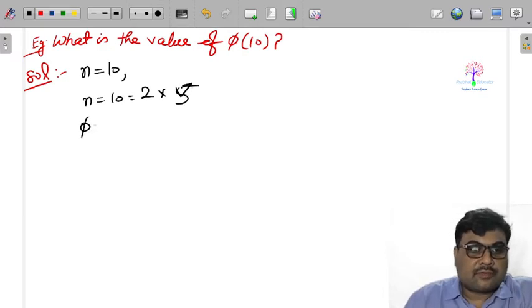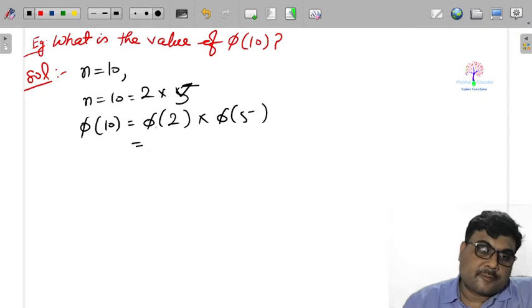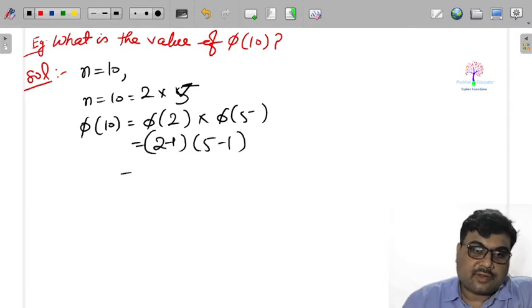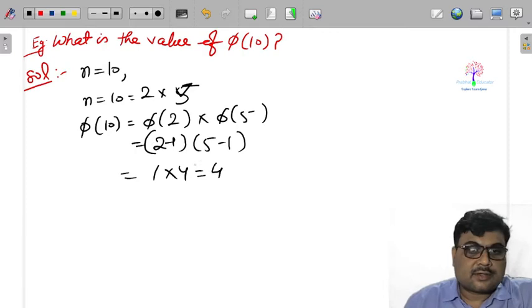So take phi of 10. How can you write it? Phi of 2 times phi of 5. I will do this: (2 minus 1) multiplied by (5 minus 1). 1 multiplied by 4 is equal to 4. And it means there are 4 numbers that are relatively prime to 10.